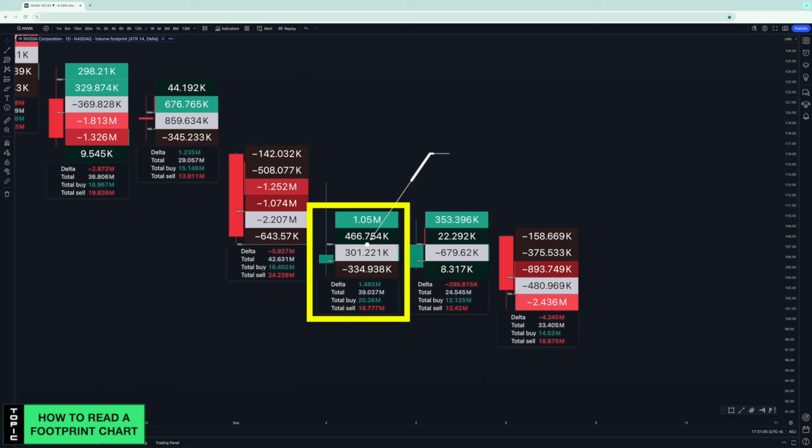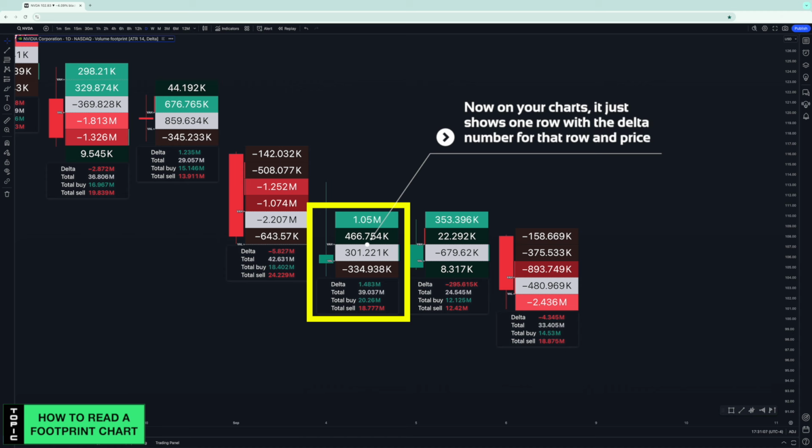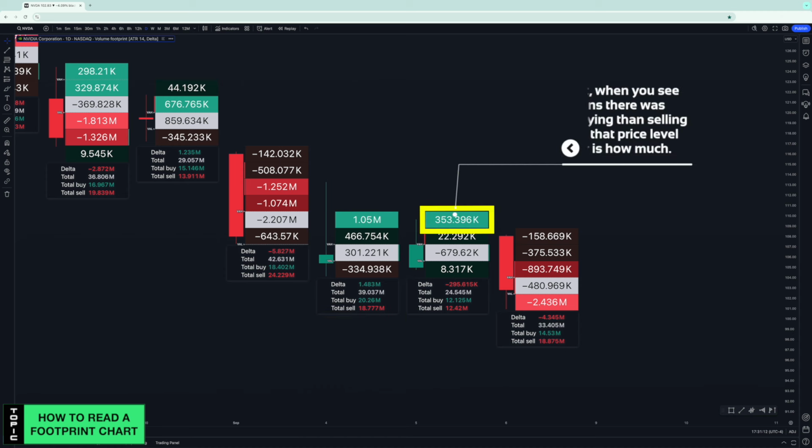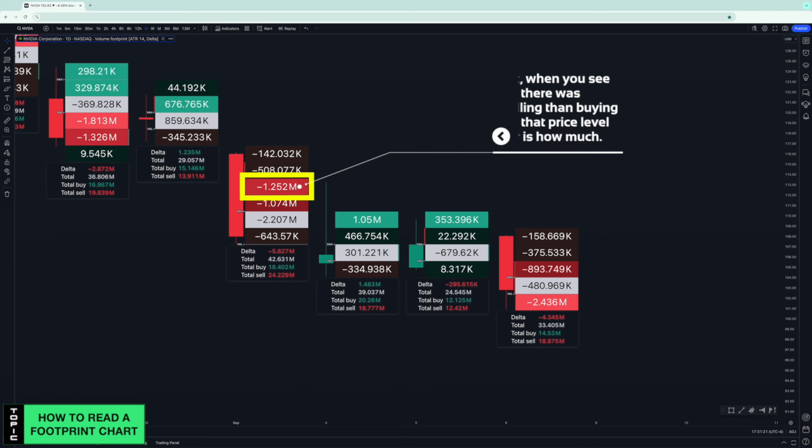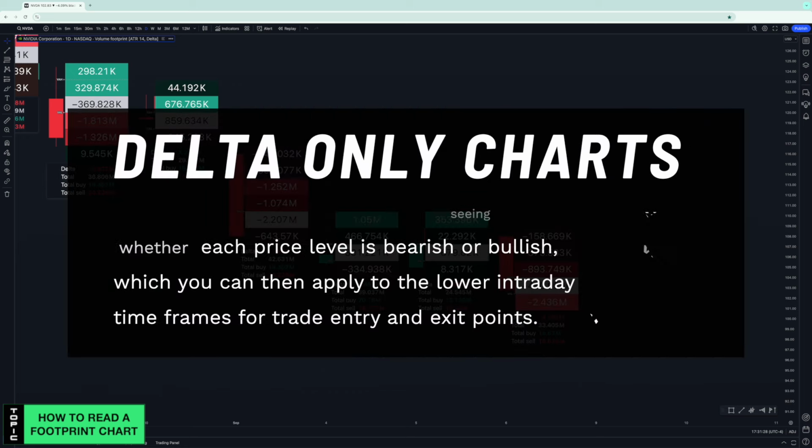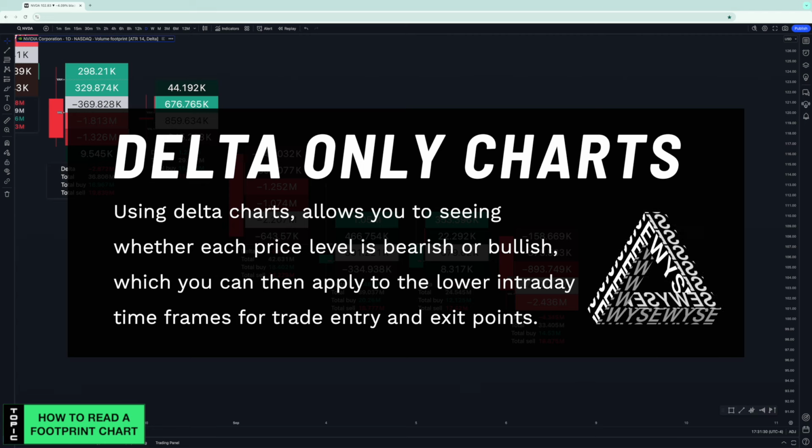Now on your charts, it just shows one row with the delta number for that row and price. So when you see green, that means there was overall more buying than selling that occurred at that price level, and the number is by how much. When you see red, that means there was overall more selling than buying at that price level, and the number is by how much. Using delta this way allows you to see whether each price level is bullish or bearish, which you can then apply to the lower intraday timeframes for trade entry and exit points.